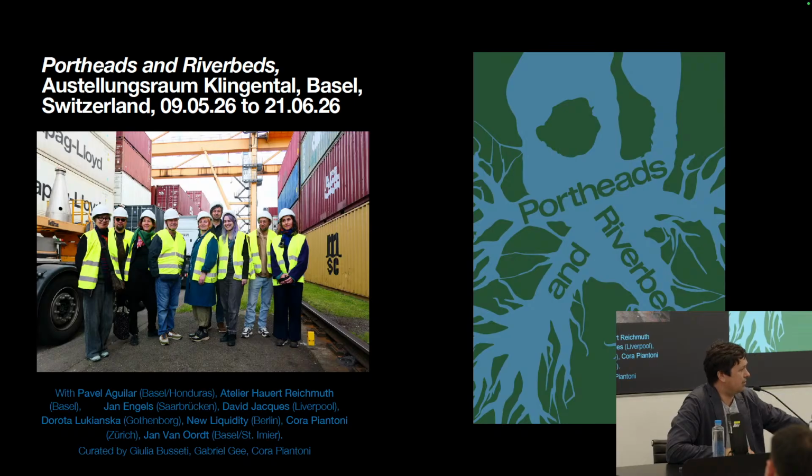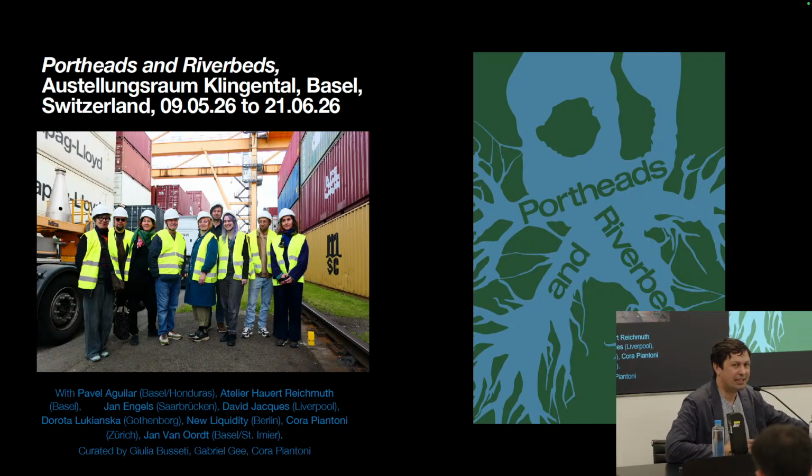And for the project, we had a workshop last year looking at Maritime Basel with some visits into the ports, meeting some people there. You see the group here on the left-hand side. And it's leading to this exhibition called Port Heads and Riverbeds.